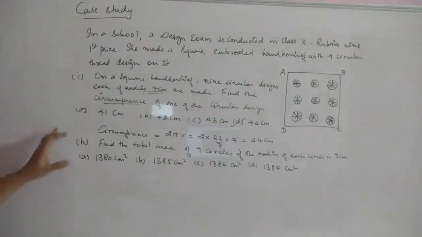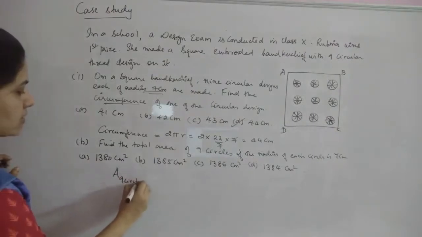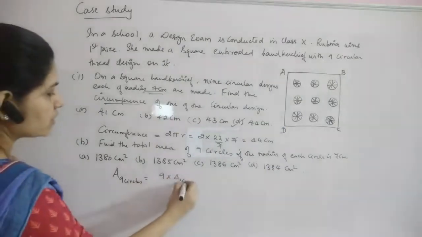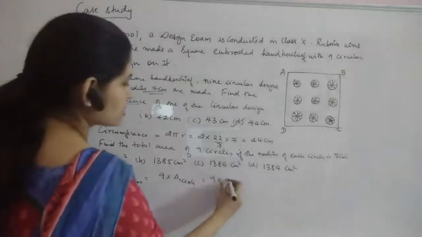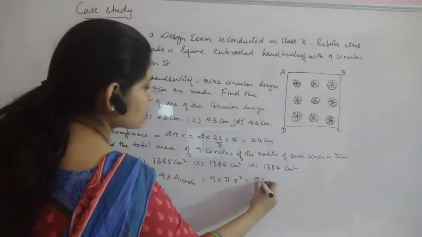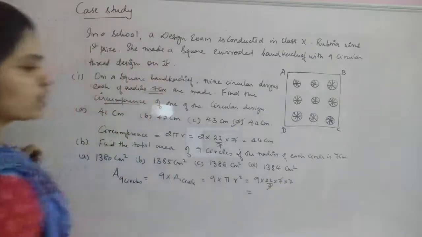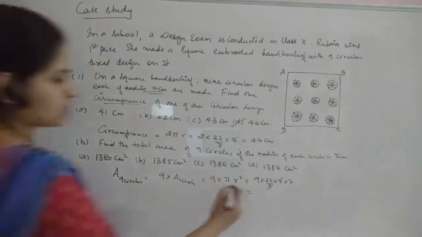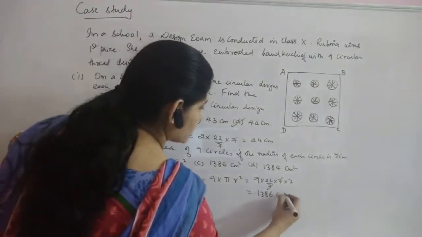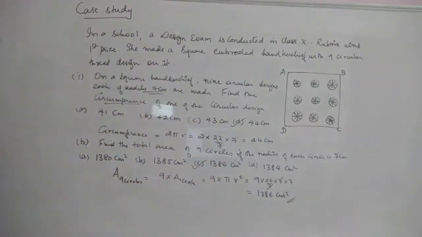Okay. So finding out the total area of 9 circles is the same as 9 into the area of 1 circle. So 9 into what is the area of a circle? Pi r square. Just replace the values. R is given to be 7. So it is 9 into 22 by 7 into 7 square. Will give you the answer as how much you got? 1386 centimeter square. So the option C is the correct answer.